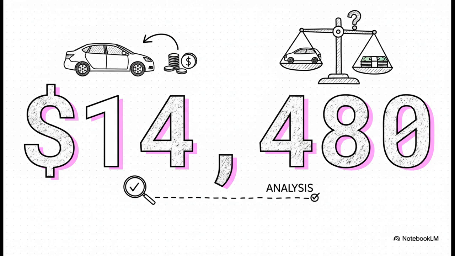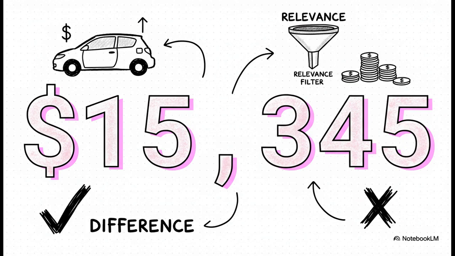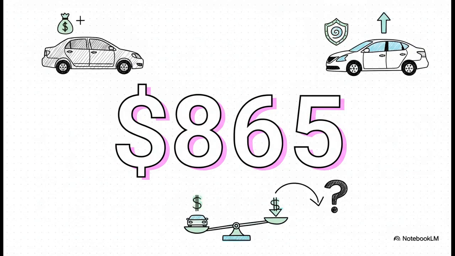First up, let's look at the sticker price. The Nissan Sentra is going to cost you $14,480. And the Toyota Corolla? It's a little bit more, coming in at $15,345. So what's the difference? That's our differential cost, right? It's $865. So at first glance, the Corolla is more expensive. Easy choice, right? Go with the Nissan.